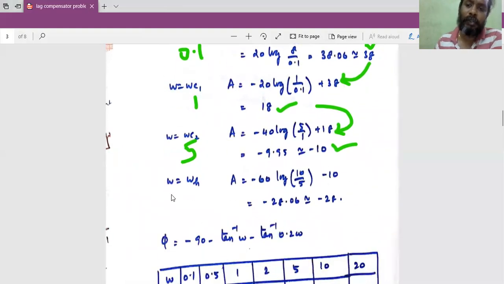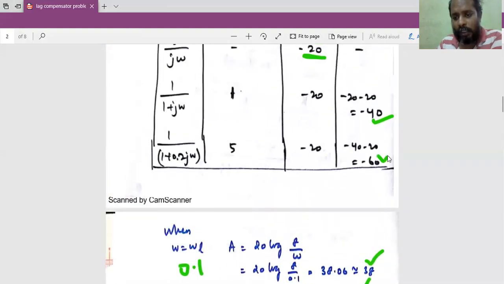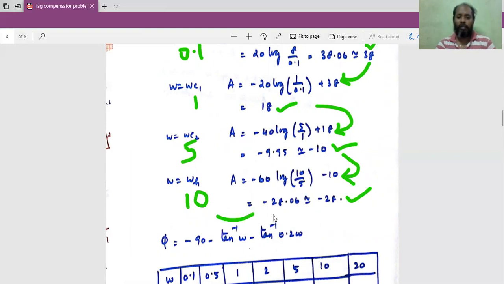Then the last corner frequency, omega is equal to omega h. Now I will be choosing the slope value as the last slope, minus 60. The present omega h I have chosen is 10. The past value is 5. So minus 60 log of 10 by 5 plus the previous magnitude value minus 10. So I am getting a value around minus 28. So choosing the magnitude value to be minus 28, your magnitude calculations are over.